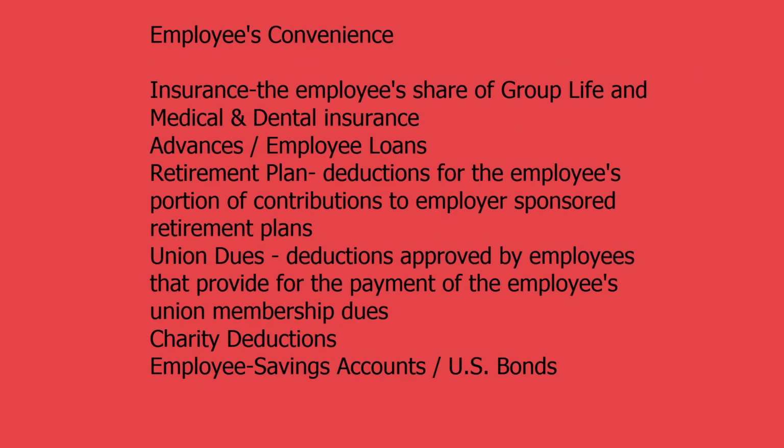Employee's convenience. Insurance: the employee's share of group life and medical and dental insurance. Advances: employee loans. Retirement plan: deductions for the employee's portion of contributions to employer-sponsored retirement plans. Union dues: deductions approved by employees that provide for the payment of the employee's union membership dues. Charity deductions. Employee savings accounts, U.S. bonds.